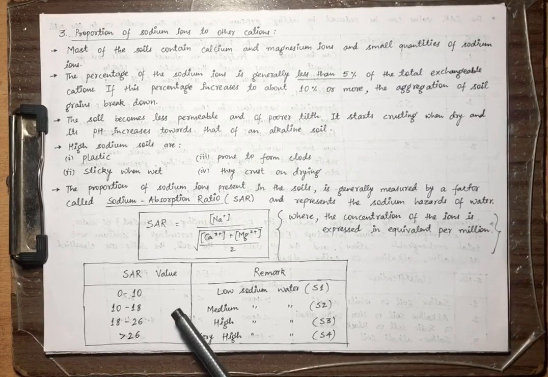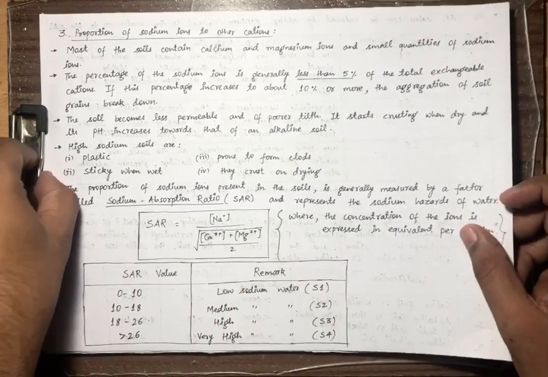Depending upon the SAR value, we can categorize the water as low, medium, high and very high. If it is between 0 to 10, the water is low sodium water, denoted by S1. 10 to 18, S2, is medium sodium water. 18 to 26 is high sodium water, termed S3. And if it is greater than 26, the water will be very high sodium water, denoted by S4. I hope till now it is clear.